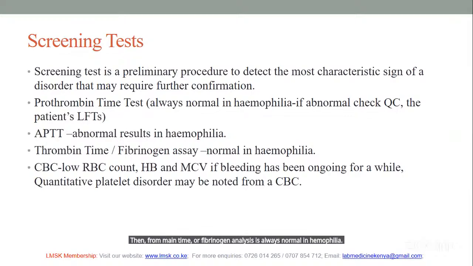Then you are required to do CBC, which is low: red blood cell count, HB, mean corpuscular volume, if bleeding has been ongoing for a while. Then quantitative platelet disorders may be noted from a CBC. That is why we do CBC.